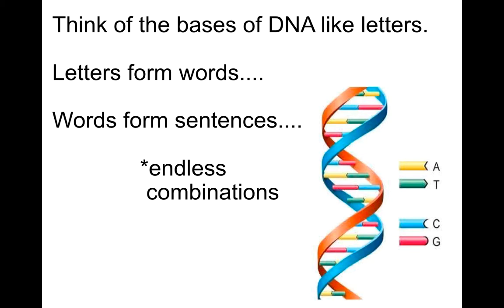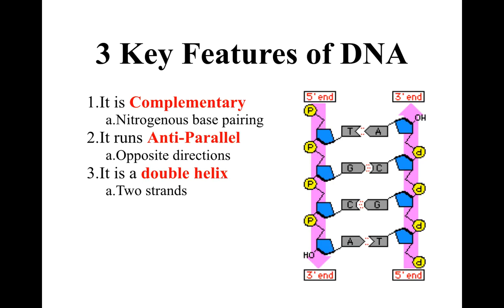Think of the bases of DNA like letters. Letters form words, words form sentences, and we have endless combinations of DNA. Last thing here, there are three key features of DNA. It's complementary, which means the nitrogenous base pairings complement one another. So the A's and the T's will fit together, and then the C's and G's fit together. That's complementary. It also runs what's called anti-parallel or in opposite directions. So if this goes from 3 to 5, this one goes from 5 to 3. You can see the opposite directions there. And it is a double helix or 2 strands.